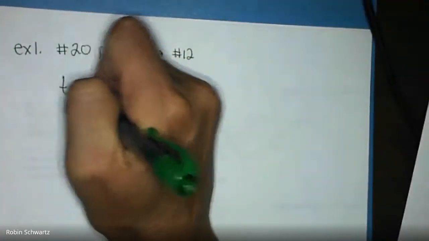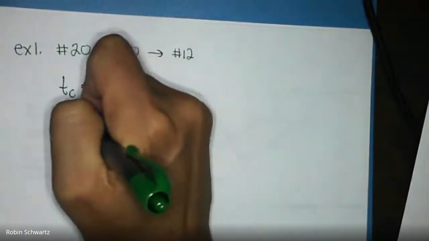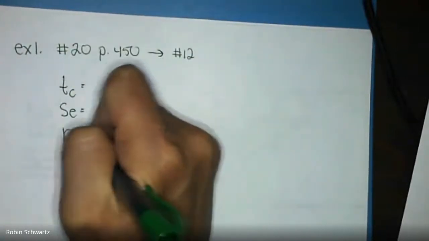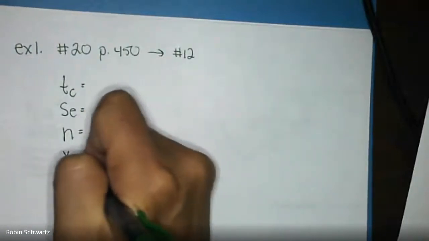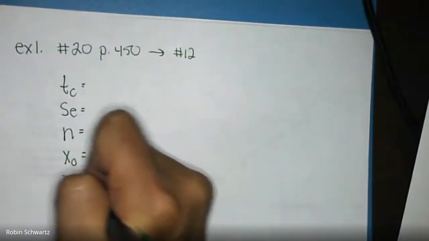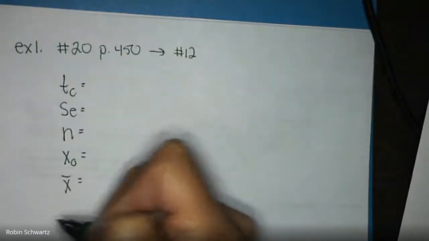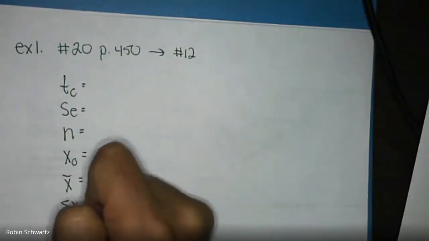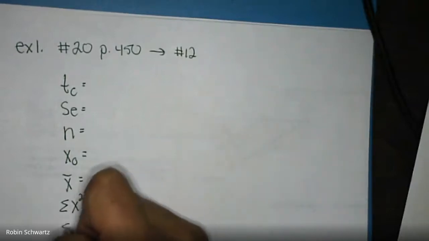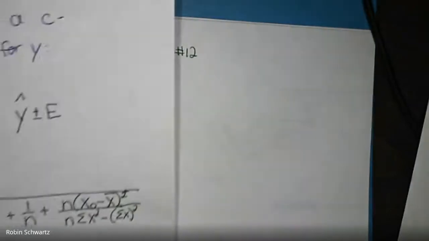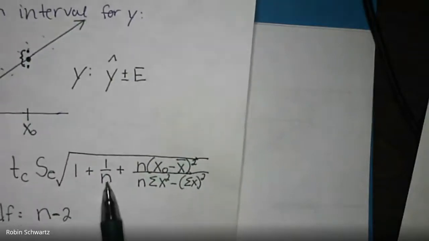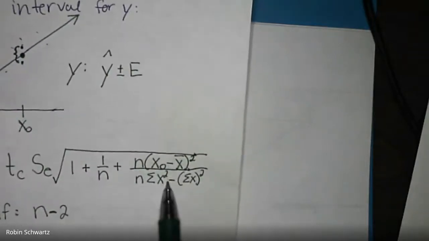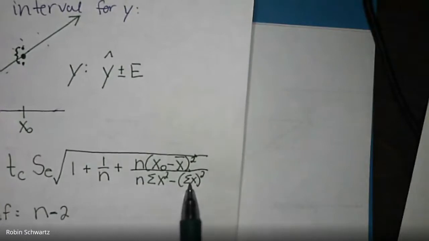So we need the T value. We need the SE value. We need the sample size. We need x0. We need x bar. We need the sum of the x's squared, and then we need the sum of the x so that we can square it. So I picked the T, the SE, the n, x0, x bar, the sum of the x squareds, and the sum of x's that we are going to physically square when we type it in. So there it all is.